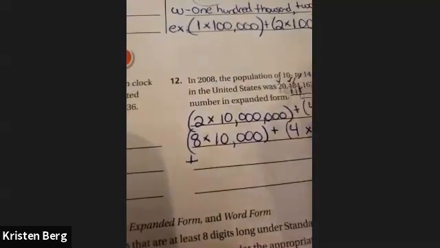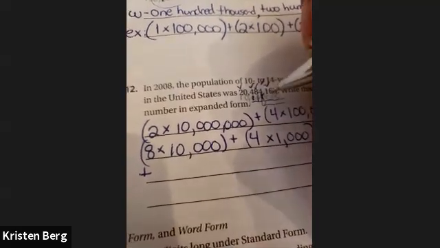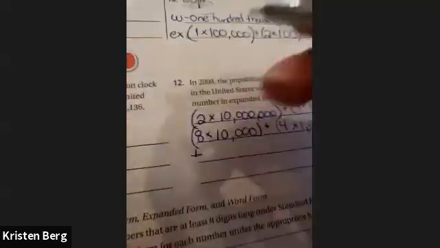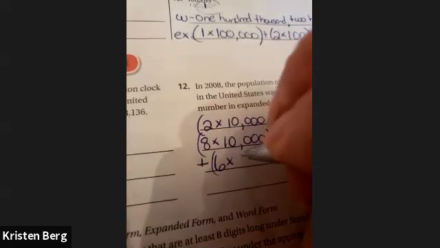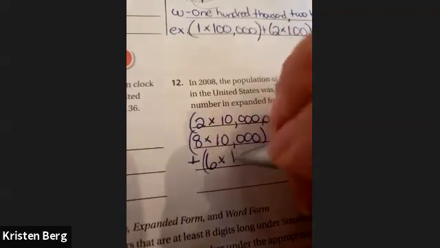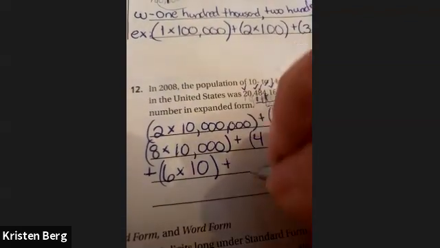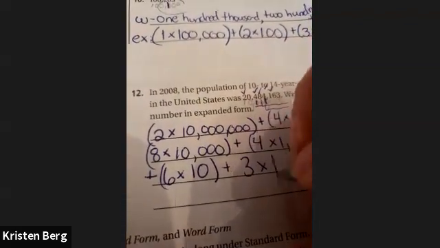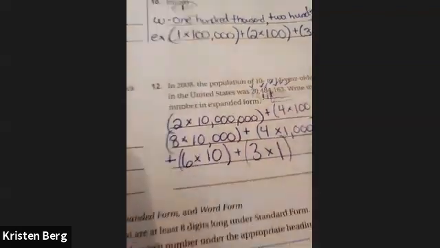Oh, I can't fit in my plus sign. Again, don't forget your pluses in between each digit. And then 6 is the next digit times, what place is that one in? It is in the tenths. Plus a 3 is in the ones, and that is it. So that is how you do that.